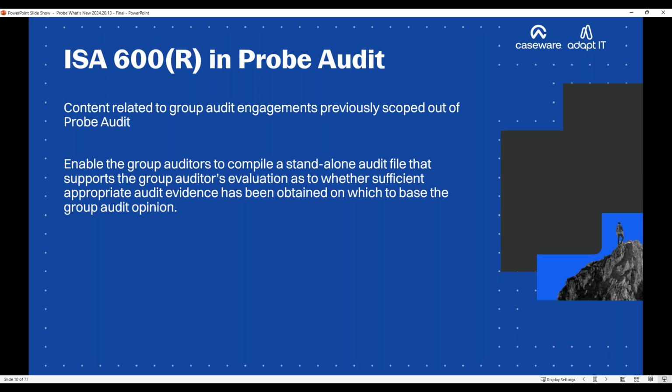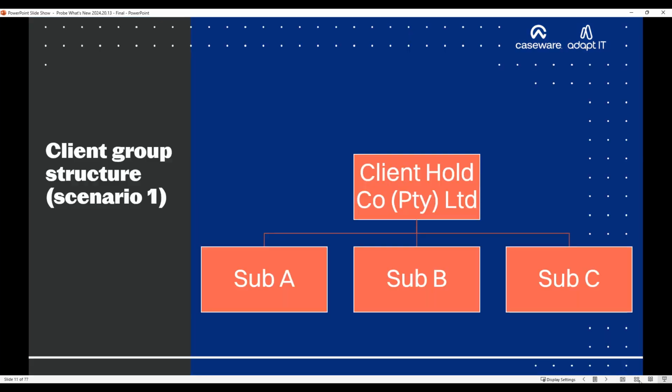All right, and then the purpose of the content, or one of the main points to remember in the Probe template, is that we are enabling group auditors to complete a standalone audit file that supports the group auditor's evaluation as to whether sufficient appropriate audit evidence has been obtained that they can base their group audit opinion on. So I already want to plant the seed now to say: one opinion, one audit file. Let's just see the different types of groups that we can find based on what we find in ISA 600.